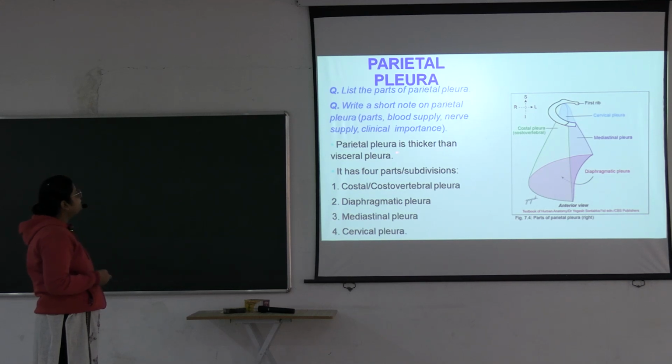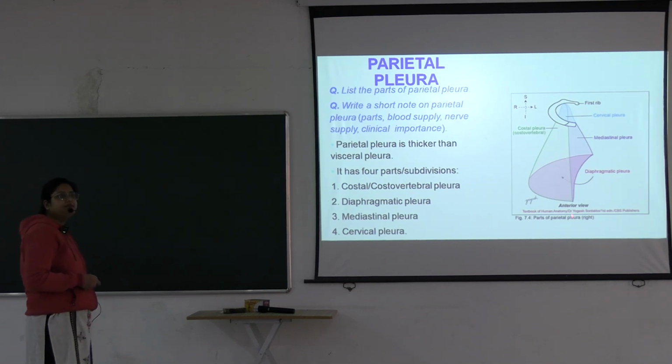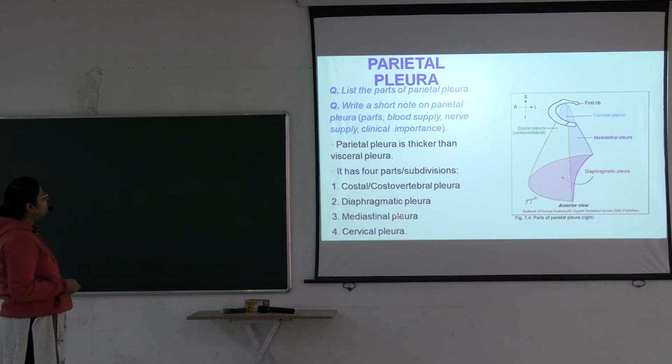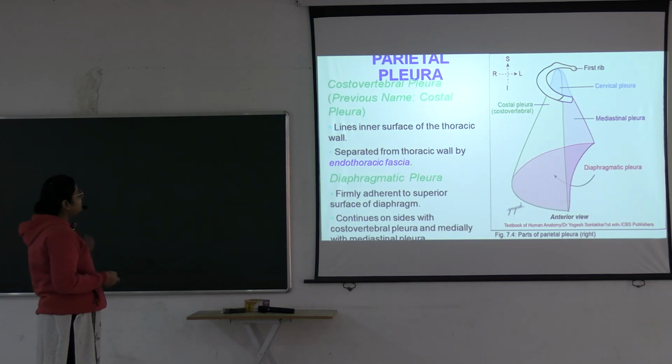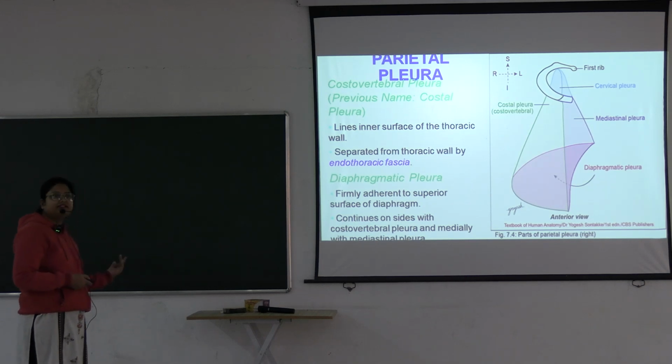So parietal pleura is thicker than the visceral pleura, and it has 4 parts or subdivisions. These are the 4 parts: costal or costovertebral pleura, diaphragmatic pleura, mediastinal pleura, and cervical pleura. Okay. So we will discuss the individual parts in detail.